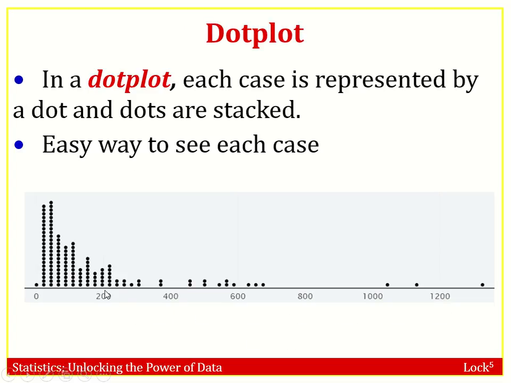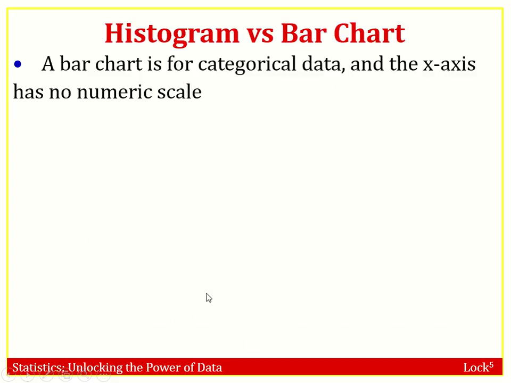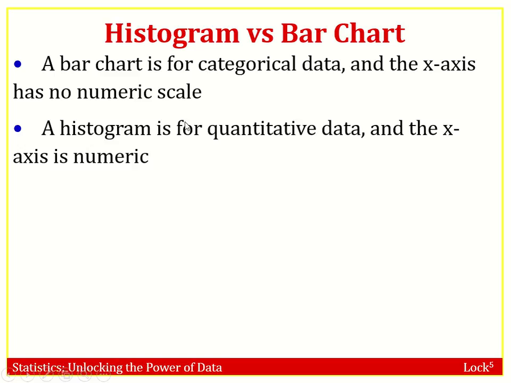If we count up all the dots from 200 up to 400 and count each dot, that's the height of this bar right here. So the height of this bar represents how many data values fell in that interval, in this case between 400 and 600. Once again, bar charts deal with categorical data, and the x-axis, the horizontal axis, has categories, not a numerical scale. A histogram is quantitative data, so the x-axis has to be numeric because we're dealing with data that is numbers.